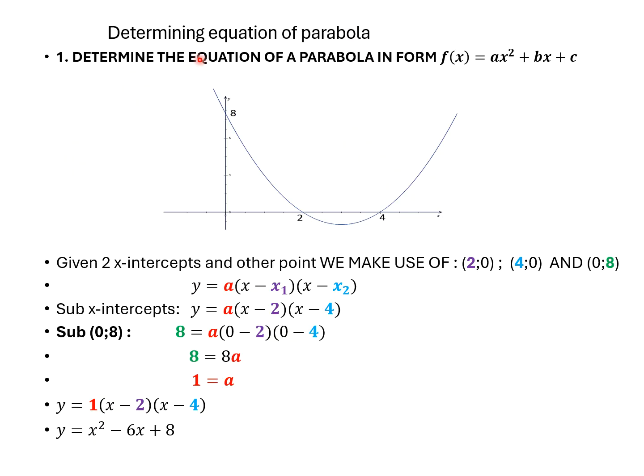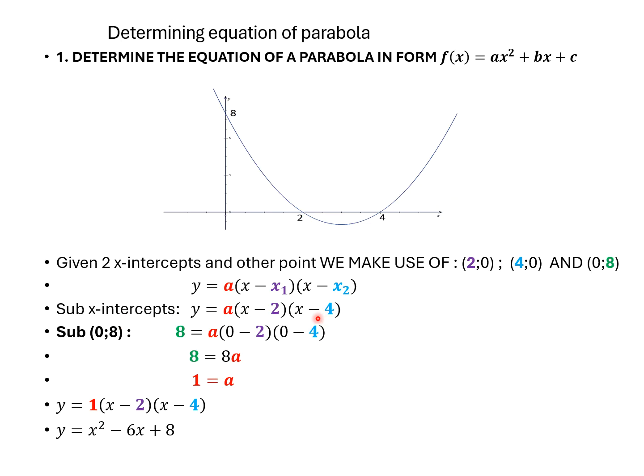So we'll always start off, when we give you a drawing, determine the equation of the parabola. Form f of x equal ax squared plus bx plus c. It's given me a y-intercept at 8 there, x-intercept at 2, and the x-intercept at 4. So if we're given two x-intercepts and the other point, we make use of y equal a, x minus x1, x minus x2. Alright, we have (2, 0) and (4, 0). The x-intercepts, very important, x always changes sign when we put it in the equation. So positive 2 becomes negative 2. Positive 4 becomes negative 4.